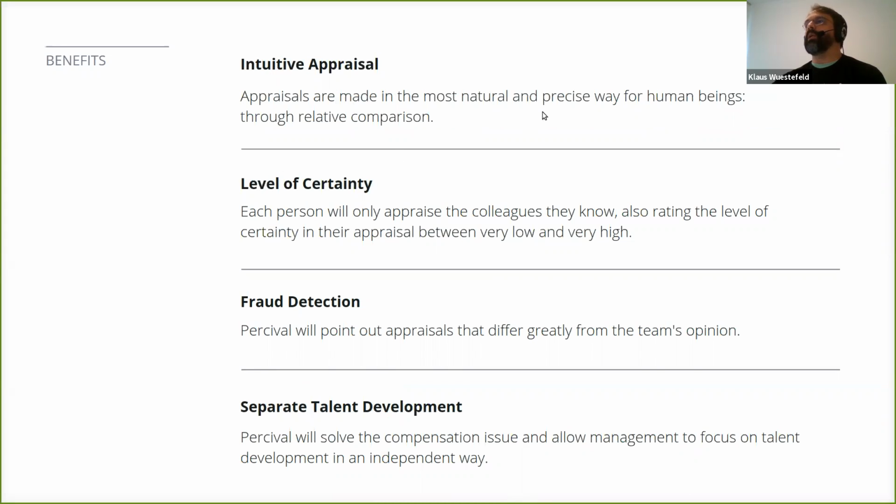Appraisals are made in the most natural and precise way for human beings, through relative comparison. I don't have to fit you into a scale like from 1 to 10 or from 1 to 5, and I don't have to interpret each scale. People have different criteria. No, I'm simply comparing people. It's much easier. Everyone knows. Okay, these guys are right. These people are the same, or she contributes more than he does, and vice versa.